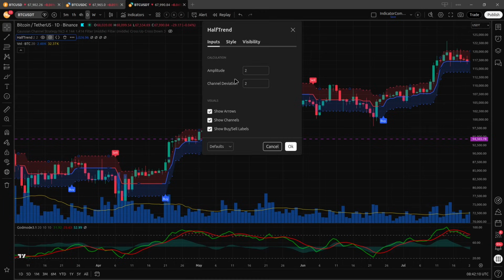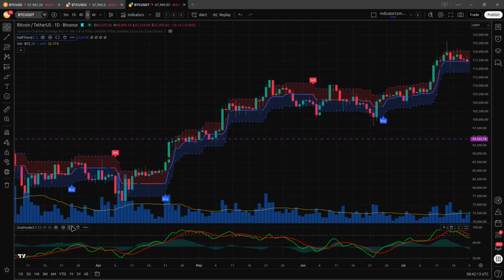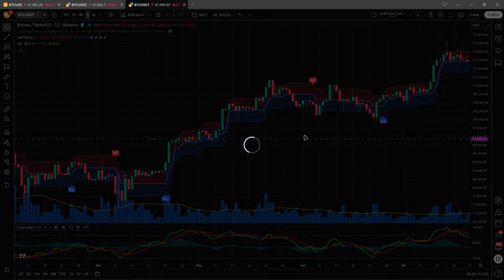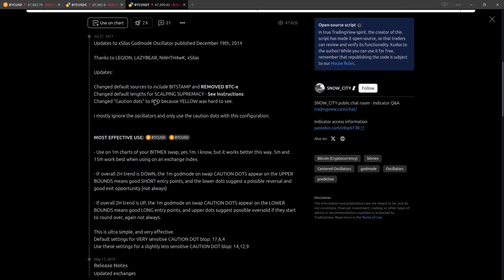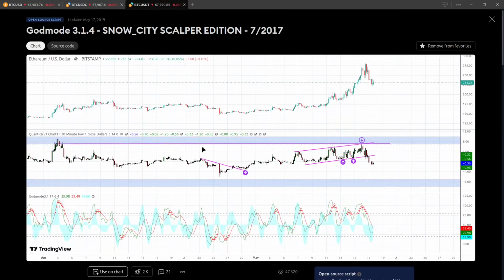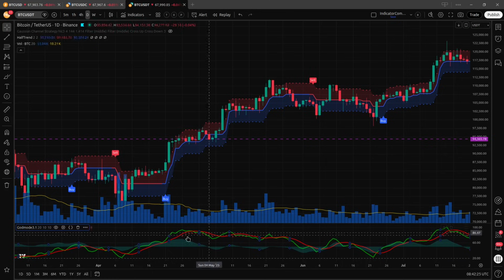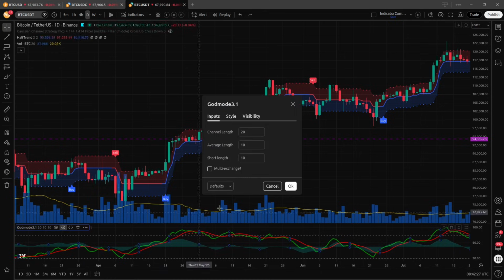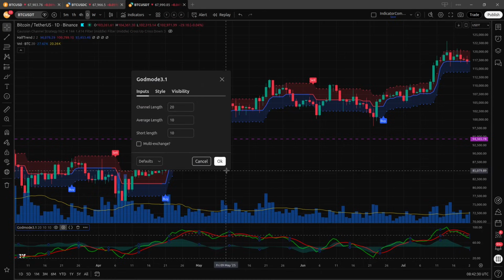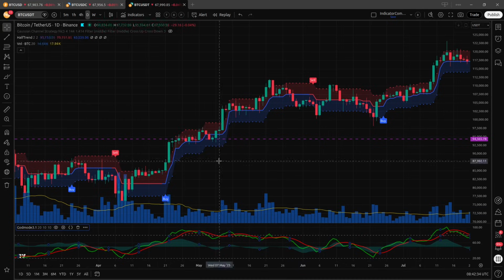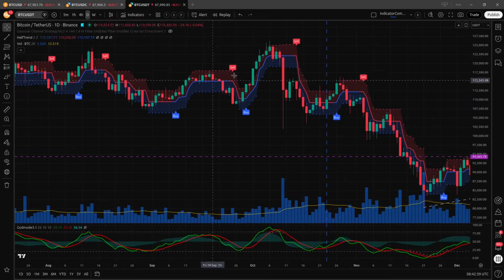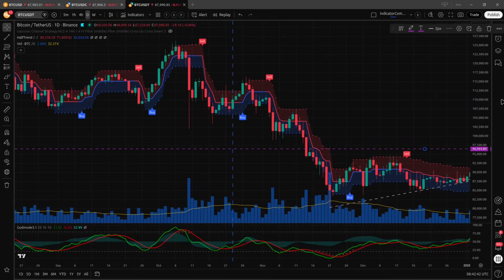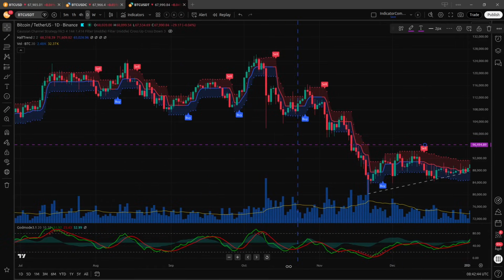Now the second indicator I used in this strategy is the Godmode indicator, created by Snow City. It is a simplified variant of the original Godmode indicator made by Xilis. This adjusted Godmode indicator acts as a confirmation and creates the exit signals for the strategy I'm about to explain in a minute. To make the Godmode perform better, I have adjusted the channel length to 20, the average length to 10 and the short length to 10.2. I have also created two versions of this strategy, one that does long and short trading and one that only does long trades for those who are bound to European regulations.